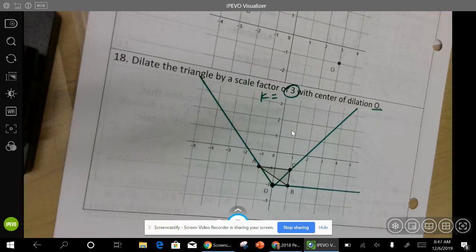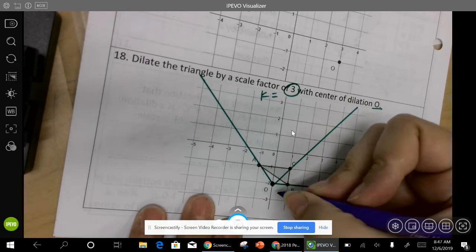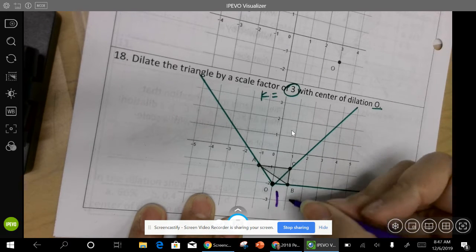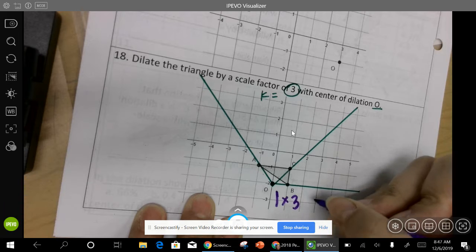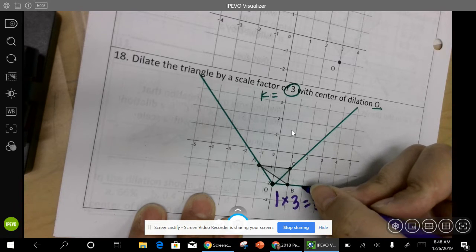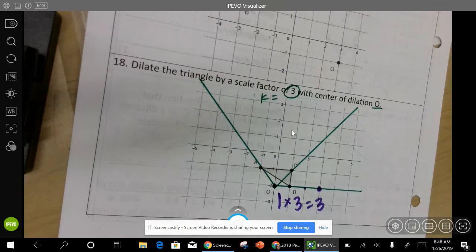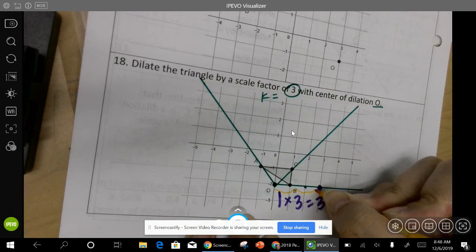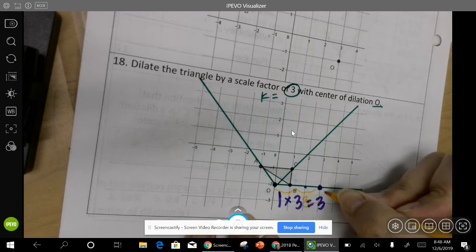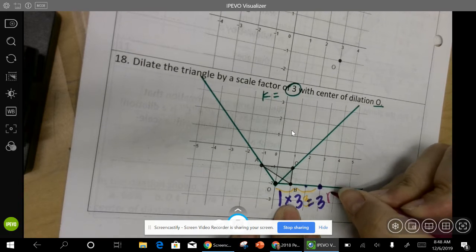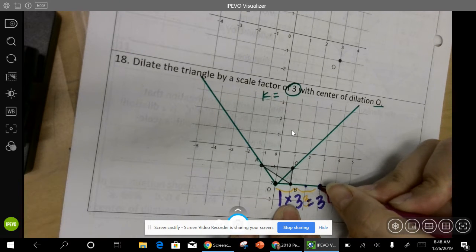And then we're going to look at it and go, okay, O to B is 1. So 1 times 3 is 3. So I'm going to go 1, 2, 3. I want that distance right here to be 3. So B prime, as I've transformed it, is going to be right here.